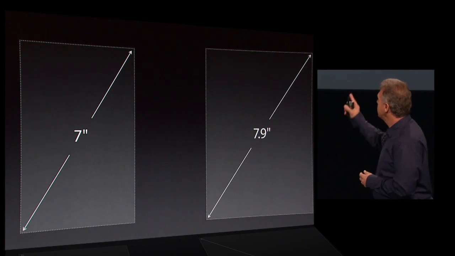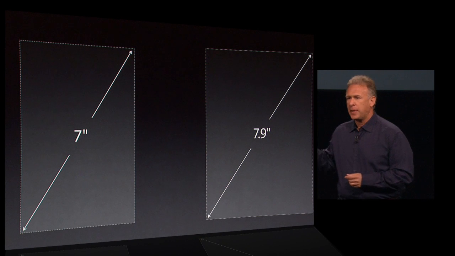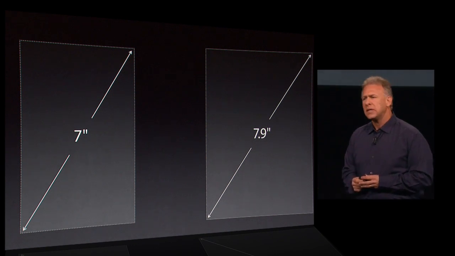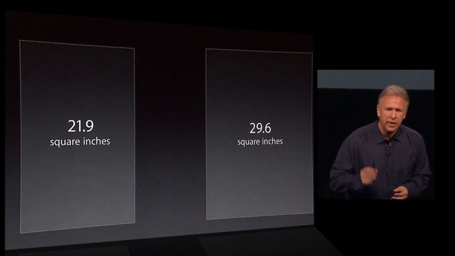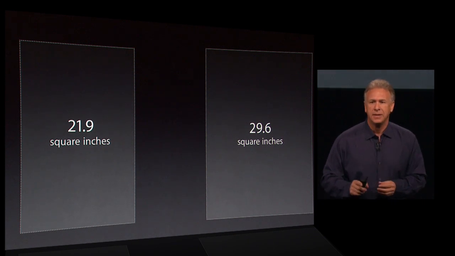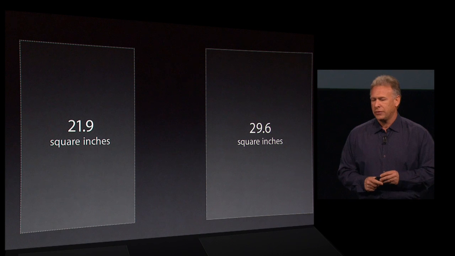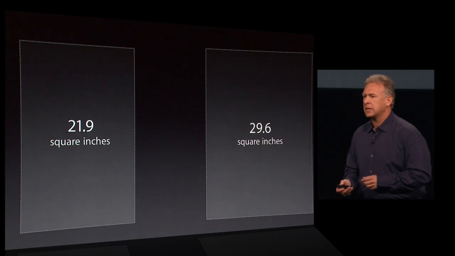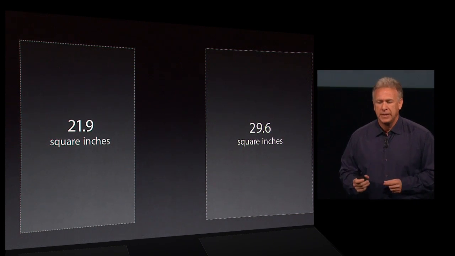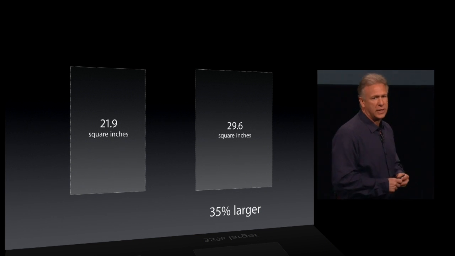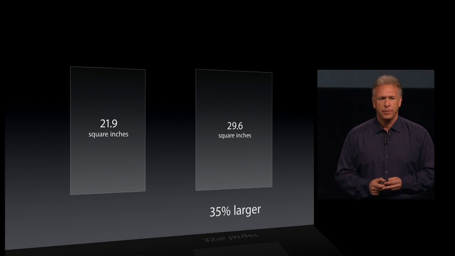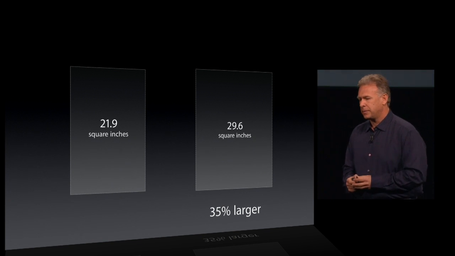On the diagonal, theirs is 7 inches. The iPad mini is 7.9. That doesn't sound like a lot more, does it? Well, that's on the diagonal. The actual area of the display, 21.9 square inches for the Android tablet, 29.6 for the iPad mini. The iPad mini is actually over a third larger display area, 35%. That's a huge difference. And it doesn't stop there.